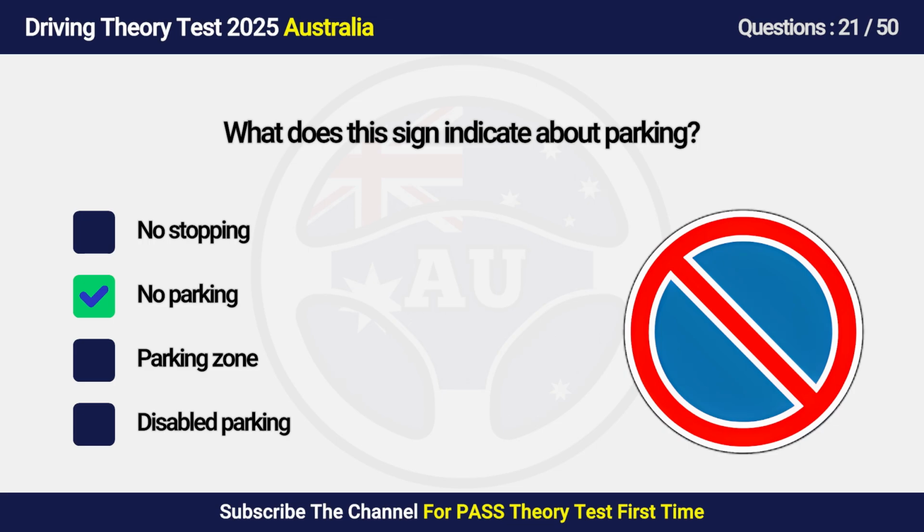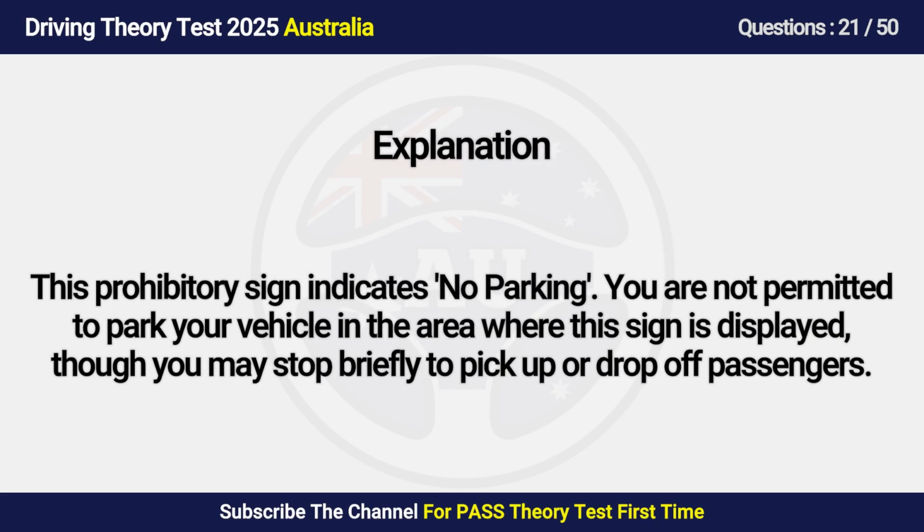Answer is B. No parking. This prohibitory sign indicates no parking. You are not permitted to park your vehicle in the area where this sign is displayed, though you may stop briefly to pick up or drop off passengers.